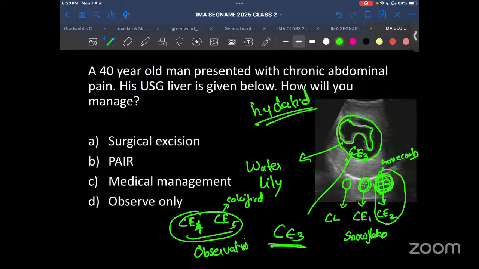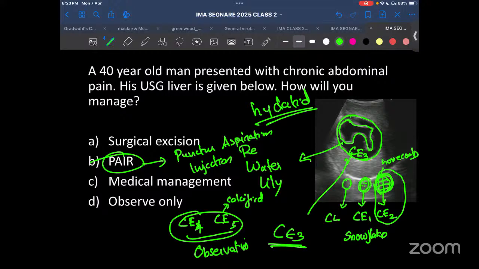CE2 is actually honeycomb. Now what is this PAIR here? PAIR is actually puncture, aspiration, injection, and reaspiration. So what we do is that we puncture this under USG guidance with a syringe and needle, and we aspirate the content inside this. Then we inject a scolicidal agent. After some time it is re-aspirated.